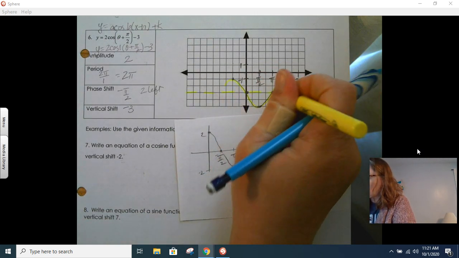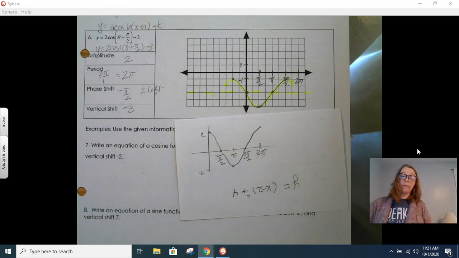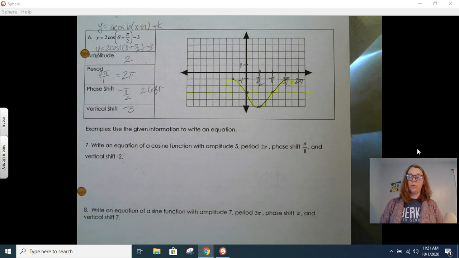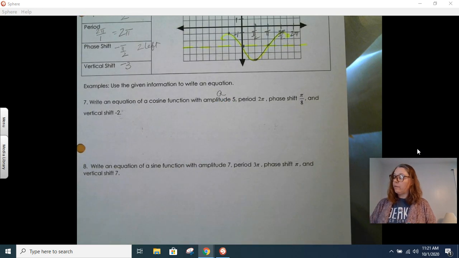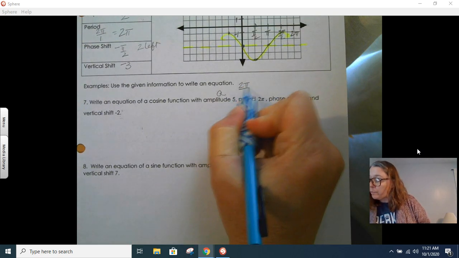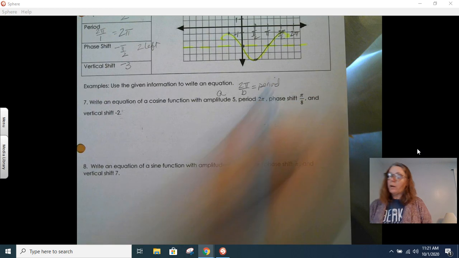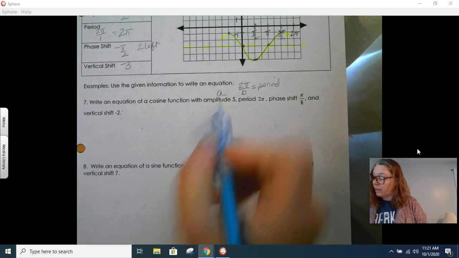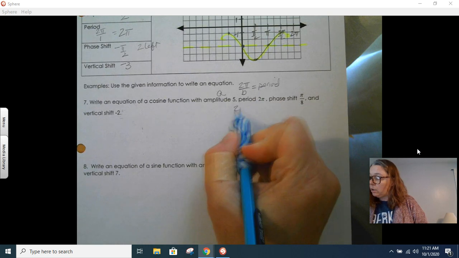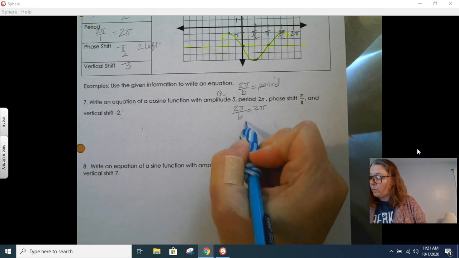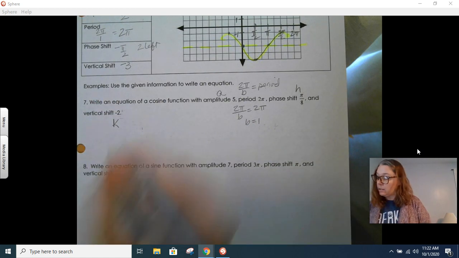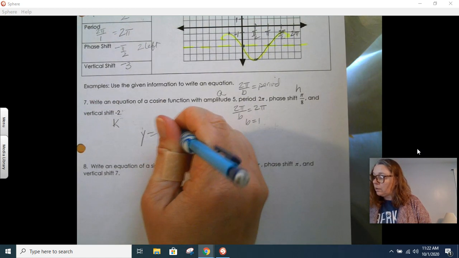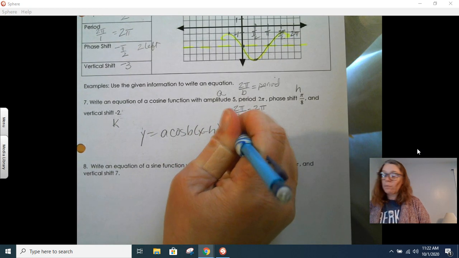All right. The last thing that you'll be asked to do is, if I give you information, to write an equation, go the other way. So if I say write an equation for a cosine and I give you the amplitude, I know that's the A value, and I give you the period. Well, I know 2 pi over b equals my period. I don't know my b value, but I could figure it out. 2 pi divided by what would equal 2 pi? Well, b is 1. Then my phase shift, I know that's my h, and my vertical shift is my k. And it is a cosine. So I'm going to plug all my stuff in, and then we're good to go.